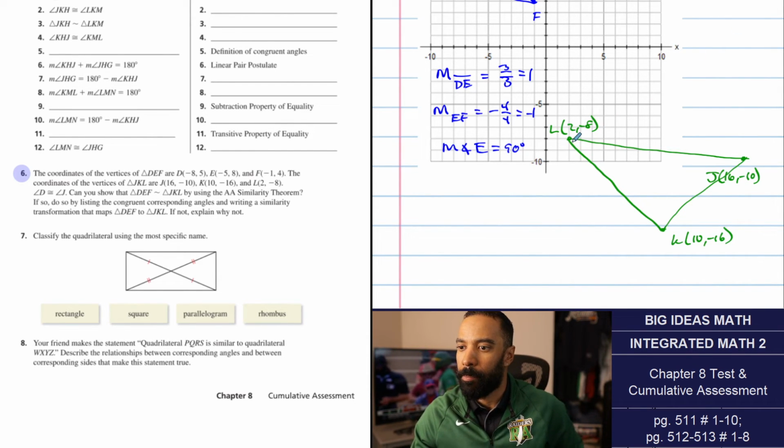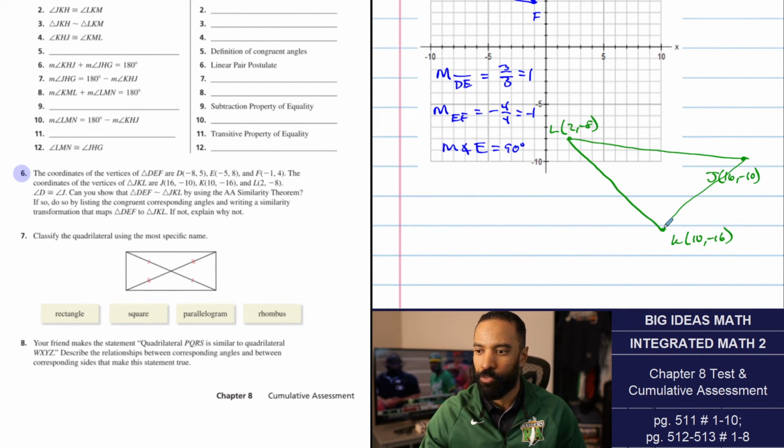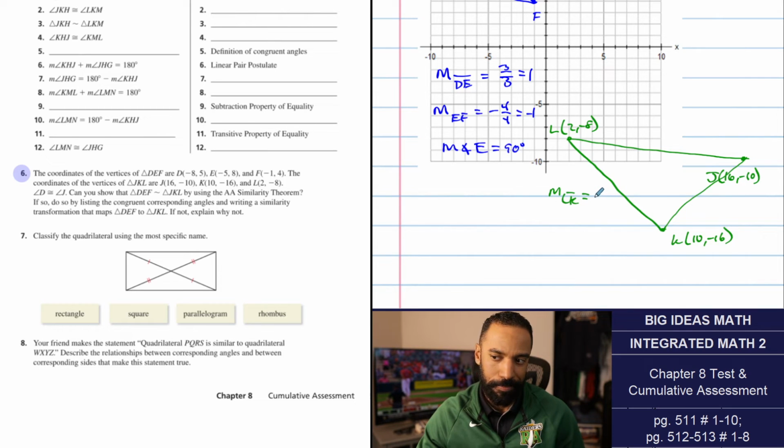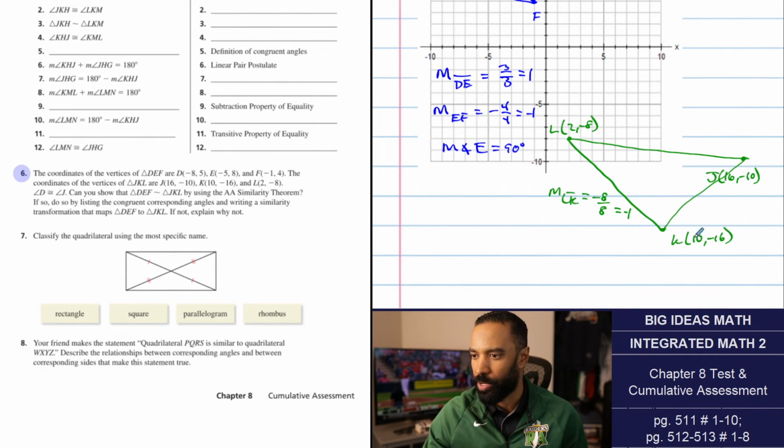Okay. If I go down 8 over 8 here, like that's what that will be. So the slope of segment LK is negative 1. It's negative 8 over 8, which is negative 1. And then this one is going to go from negative 16 to negative 10.